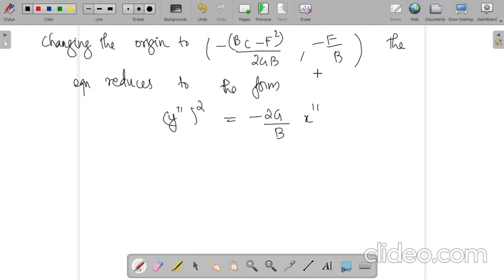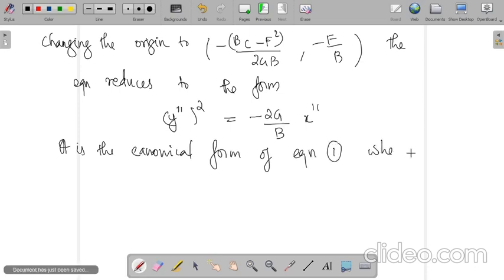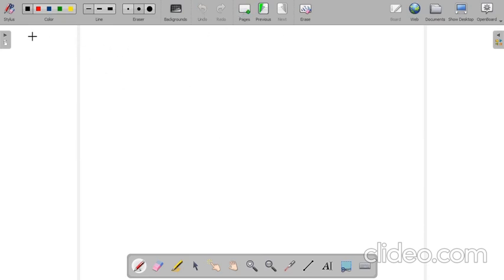So this is the required canonical form of the equation 1 when you have delta not equal to 0 but d equal to 0. So it is the canonical form of the equation 1 when you have delta not equal to 0 and d equal to 0. Now this was case 2. So let us look at case 3.